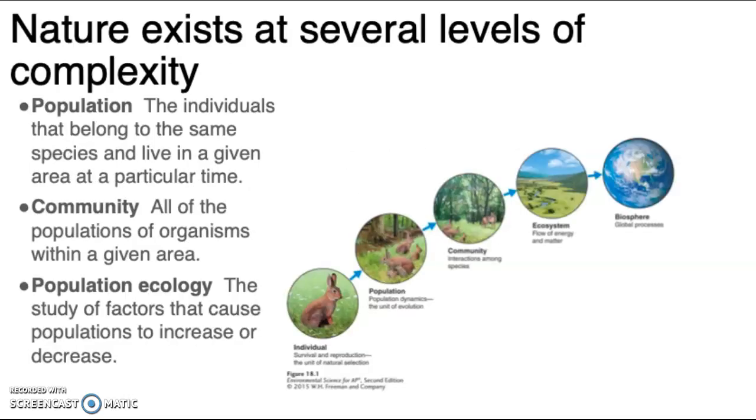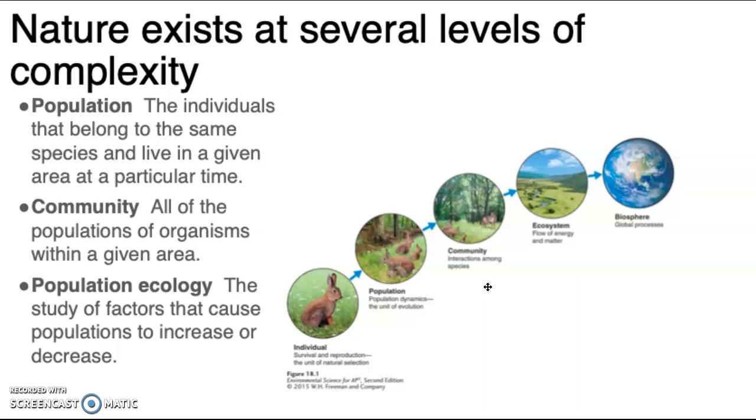So briefly, if we think back to the levels of ecological organization, we had our single individual. That single individual made up a population, which was a group of the same species living in one area at a certain time. Those populations in that area make up the community. So you've got your population of rabbits, trees, wolves. All of those combined are the community.